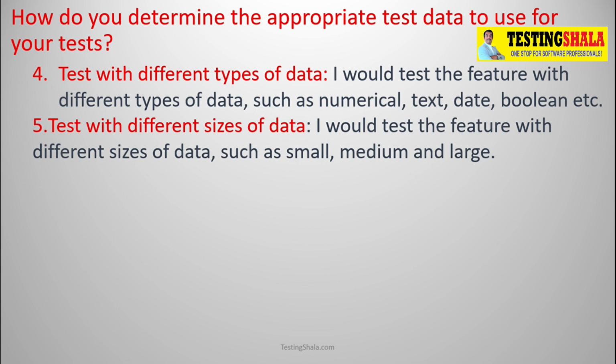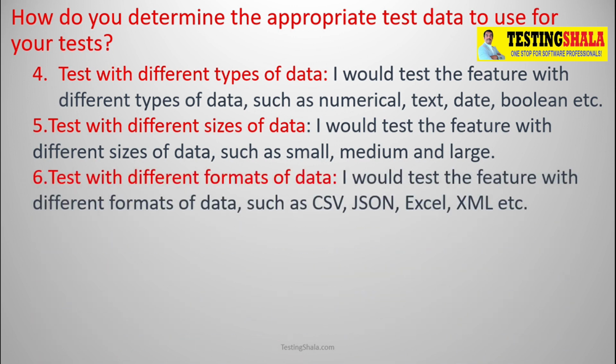Then the sixth type of test data we should see is different formats. You should put the data in different formats like CSV format, JSON format, Excel format, XML format. We should bring the test data from all these formats and put it into your application, testing with all these formats. We want to see that your application still behaves as expected.